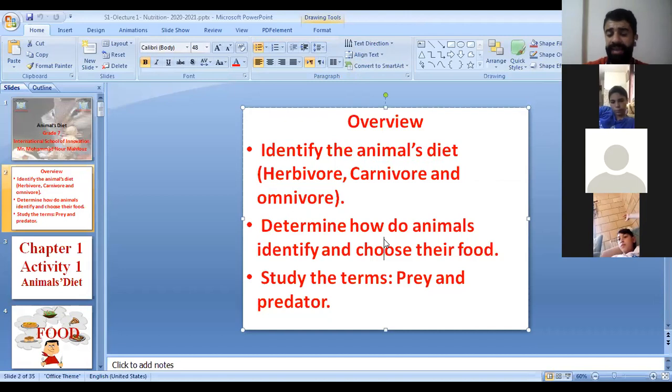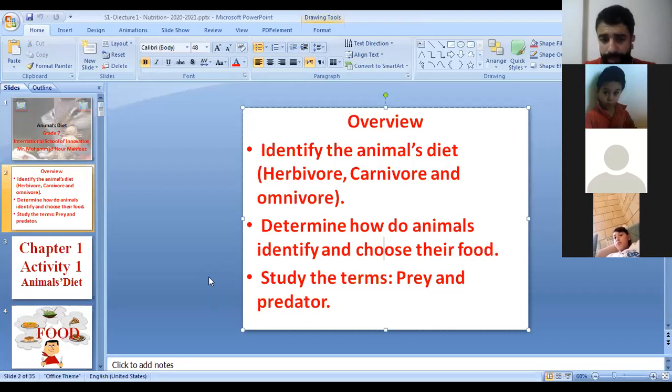How do the animals identify and choose their food? Using their senses and sense organs. Using the sense organ eye, the sense is called vision. Ears, the sense is called hearing. Smelling, using the nose, for example, and antennae for smelling and touching in the case of the grasshopper.